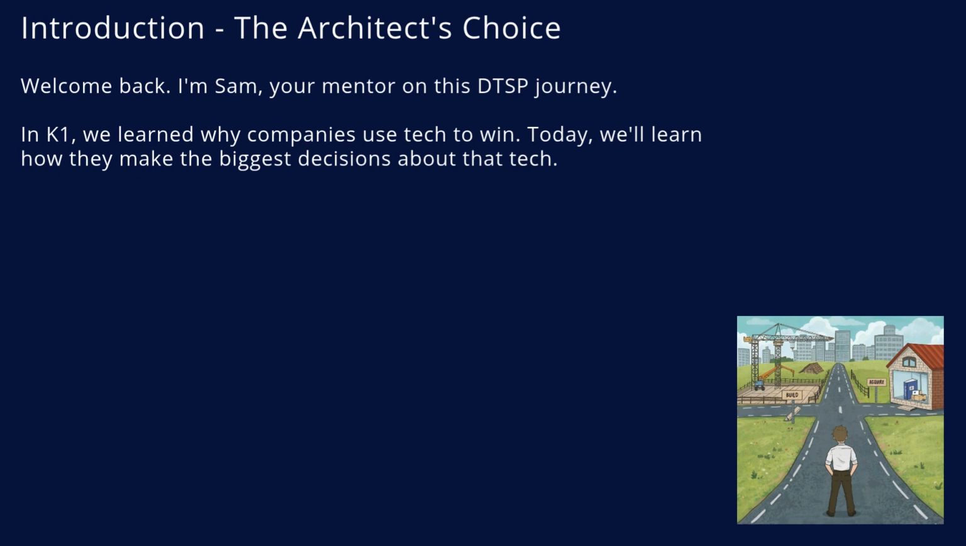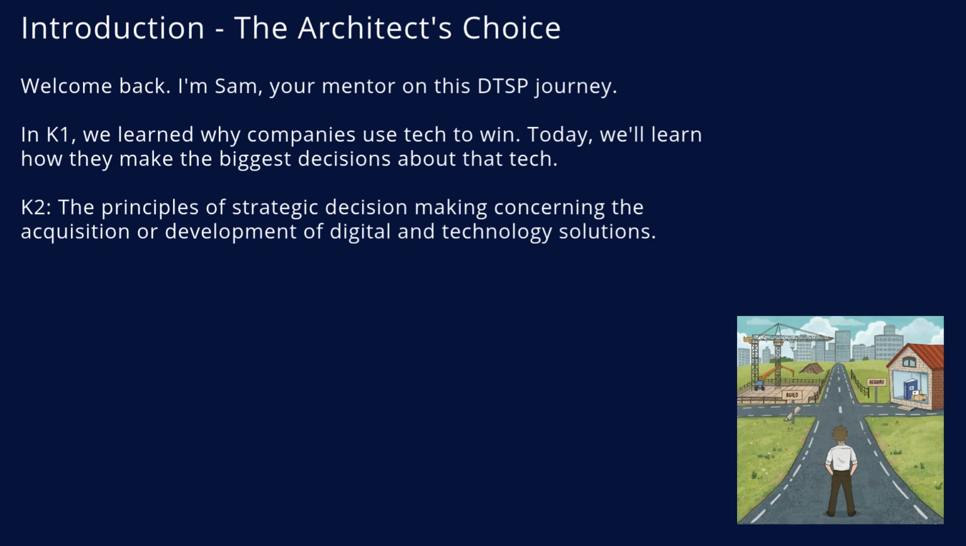In our last session, we explored K1 and established that modern businesses use technology to gain a competitive advantage. That's the why. Today, we're taking the next logical step. We're looking at the how. How do leaders make those crucial, high-stakes decisions about which technology to invest in? Our focus is K2, the principles of strategic decision-making concerning the acquisition or development of digital and technology solutions.